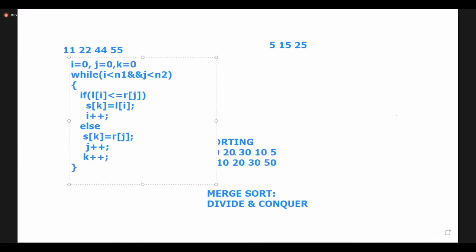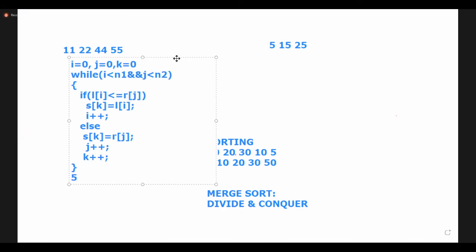Okay, this process first compares 11 and 5. Which one is less? The right side 5 is less. So we take the 5 here and increase the position: J value increases by 1. Now J value is 1. So L of 0, which is 11, is less than or equal to R of 1, which is 15.